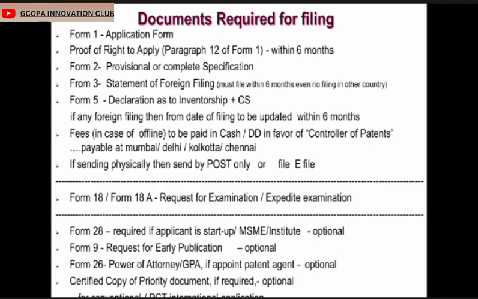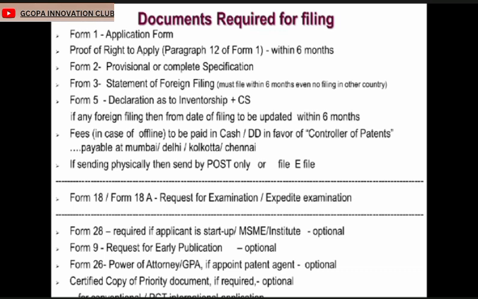There are 30 forms in the patent office, but these are the basic forms which everybody should know. The first 5 forms are the minimal requirement of patent filing. The next few forms are optional forms which everybody should have knowledge about. Now, first is the application form, which comes on form number 1.